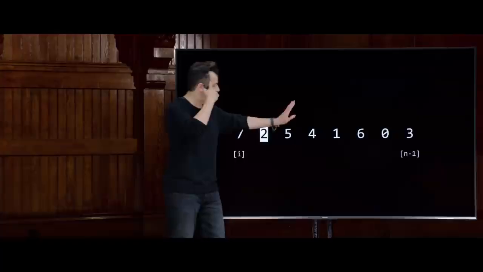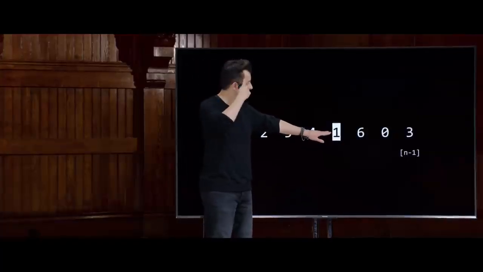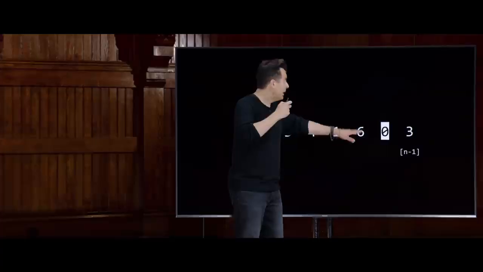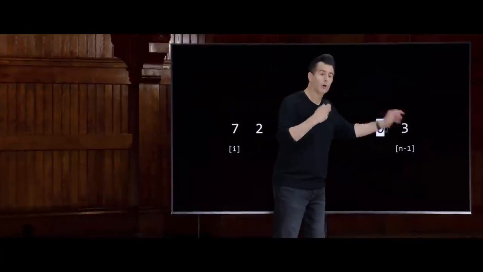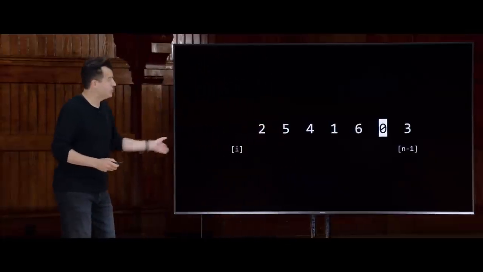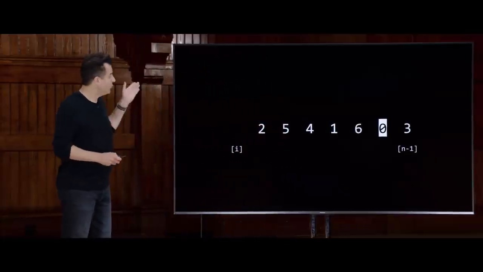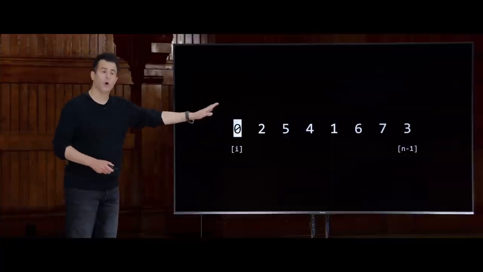5 is not smaller. 4 is not smaller. I eventually found 1, which is smaller, so I remembered that number instead. 6 is not smaller. 0 is smaller, so I remembered that instead. 3 is not smaller. And then that's why the next step, recall, was to ask 7 to move the 0 to the leftmost place, and then put 7 back where 0 once was.